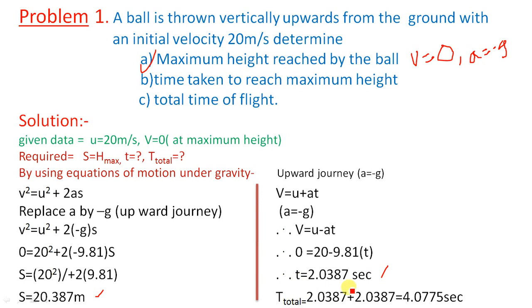Okay, now this is time t required to reach the maximum height. So always remember that whatever the time of ascent, the same time is required for descent also. म्हणजे एखाद्या पार्टिकलला वर जाण्यास जेवढा वेळ लागतो तेवढाच वेळ त्याला खाली येण्यास लागतो. So therefore time of ascent is equal to time of descent. So total time of flight is 2.0387 plus 2.0387, so total time of flight is 4.0775 second.